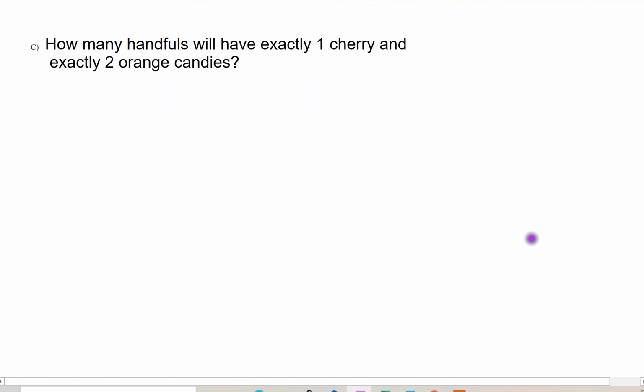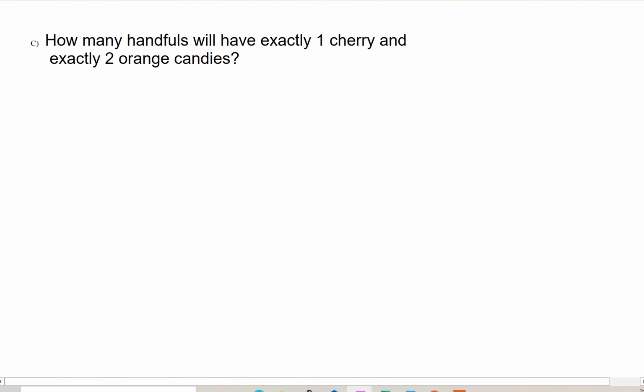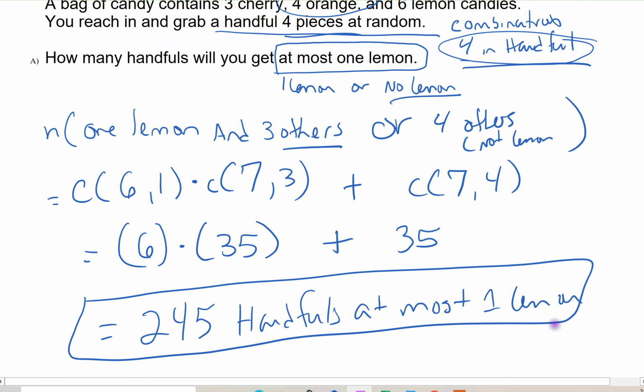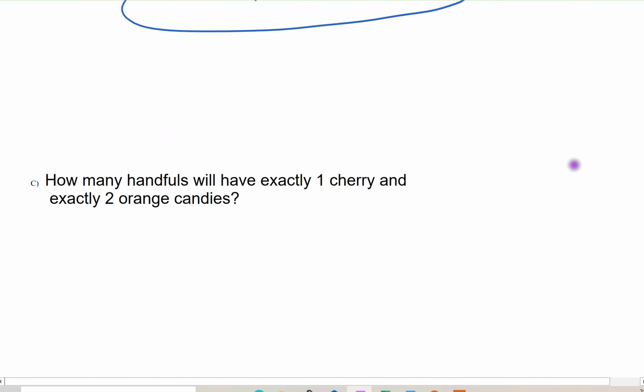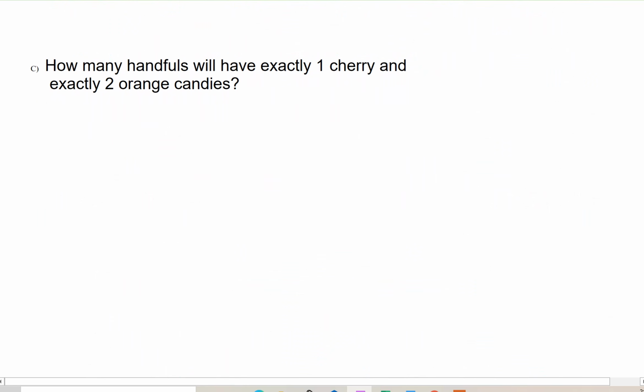Alright, next example. How many handfuls have exactly 1 cherry and exactly 2 orange candies? Again, this is looking for a specific case. The hard part about this one is students forget to finish the handful. I've got 1 cherry and 2 orange, which means right now I've got 3 candies accounted for. But remember, in the original problem, it said you had to pick 4 pieces. It's really easy to forget. You always have to complete your handful, always have to complete your group. So there's a hidden statement which you have to remember.